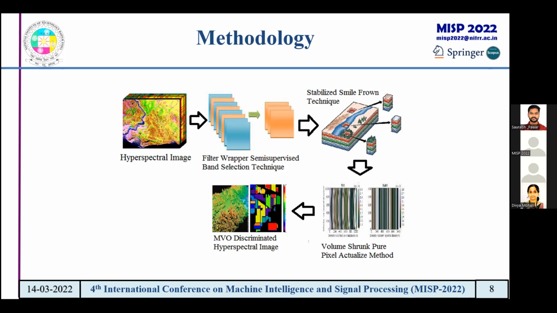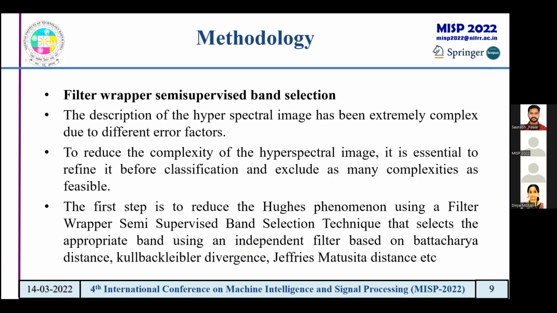After correcting the smile effect using the stabilized smile frown technique, I go for end-member extraction. It is done using the volume shrunk pure pixel actualization method. After that, the vegetation area is identified using the multiverse optimization algorithm. So, coming on to the explanation of the block diagram.